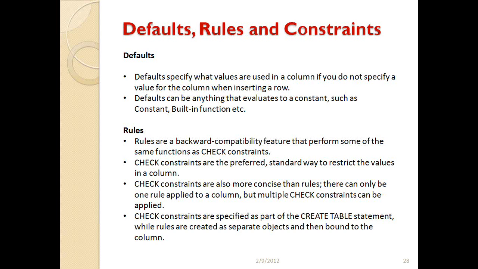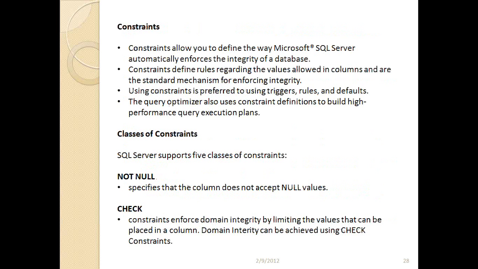Check constraints are the preferred and standard way to restrict the values in a column. Check constraints are also more concise than rules. There can be only one rule applied to a column, but multiple check constraints can be applied. Check constraints are specified as a part of the create table statement, while rules are created as a separate object and then bound to the column.